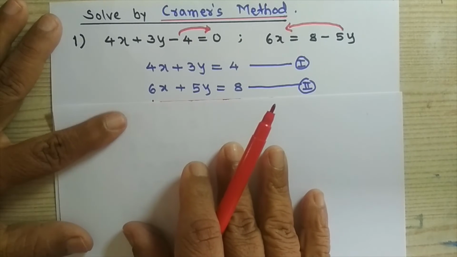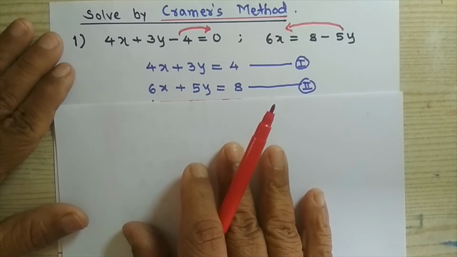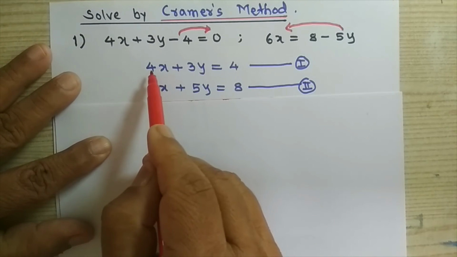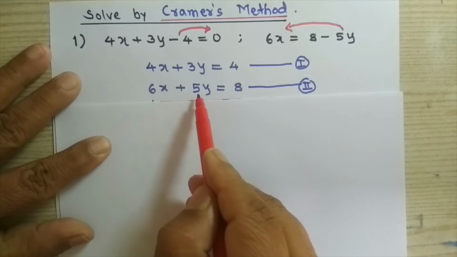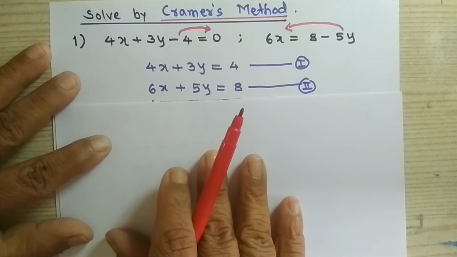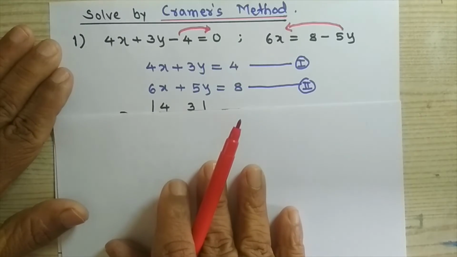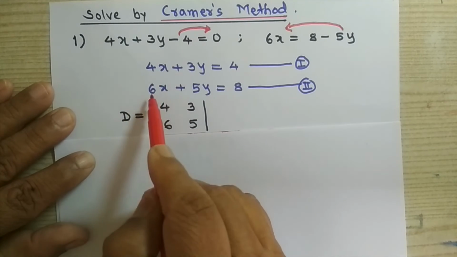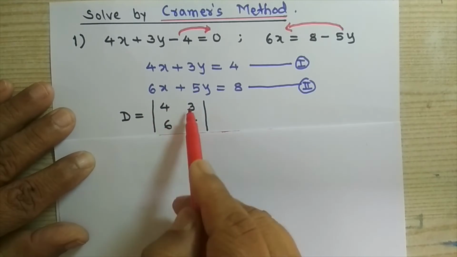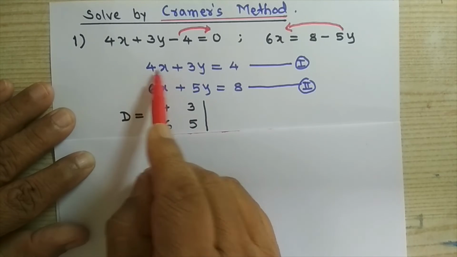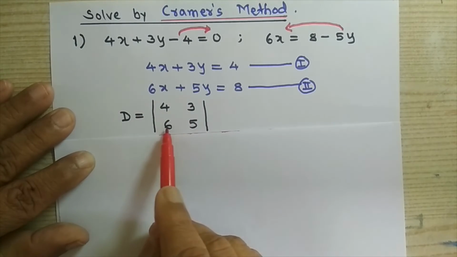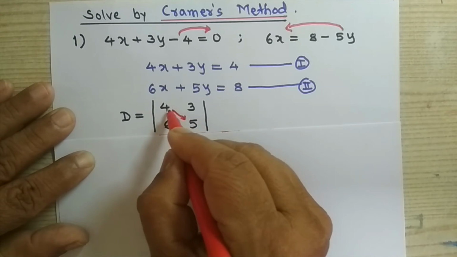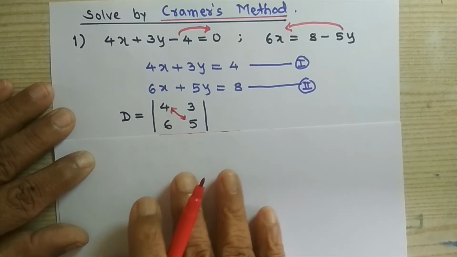See here. Now we have to find the values of D, Dx and Dy. D means 4, 6, 3, 5. We know that. Therefore determinant D is equal to 4, 3, 6, 5, such type you take there. This cross we have to do first and subtract the remaining one.